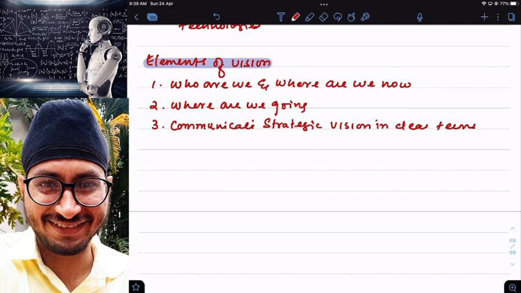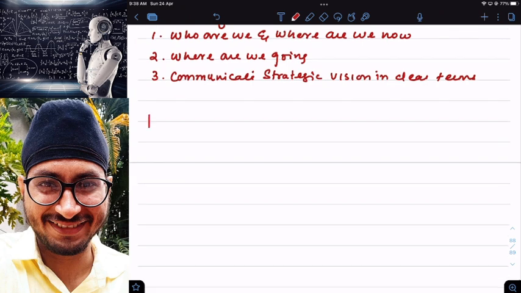Then we have two small concepts in vision now. One is the purpose of vision and the other is how to develop a vision. First we have the purpose of strategic vision. Why exactly is vision required for us? Sir, why is vision required for us?